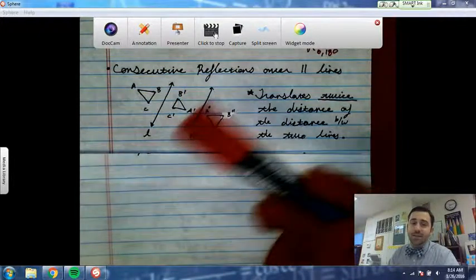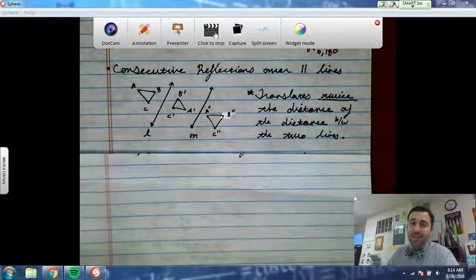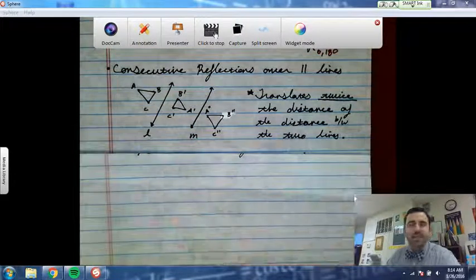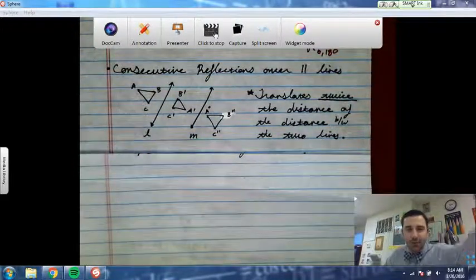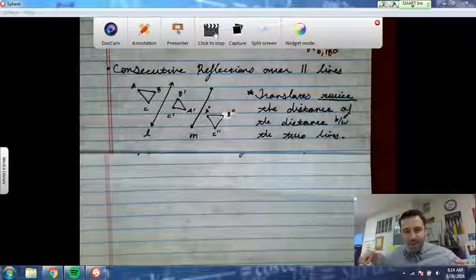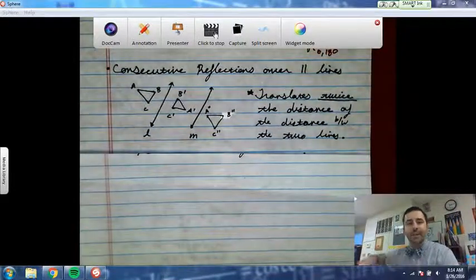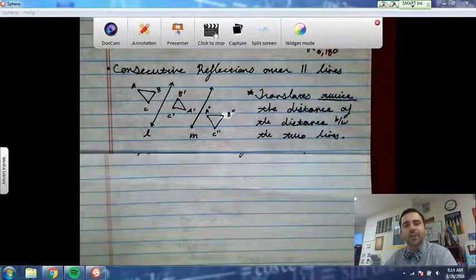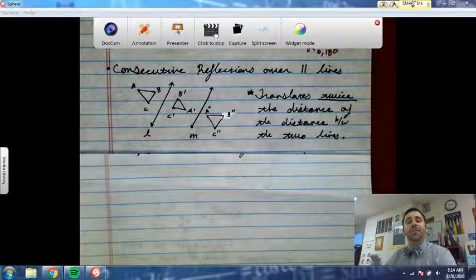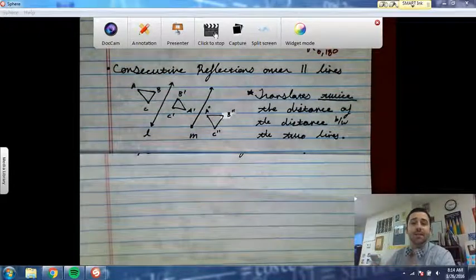This is a freehand drawing, so it doesn't look perfect like it would in class. But notice that it's the same figure. The A's are pointing outward, as I like, and then the B and C are kind of on the tail end. Notice this looks just like a translation, and it is. A consecutive reflection over two parallel lines essentially is a translation twice the distance between the two lines.